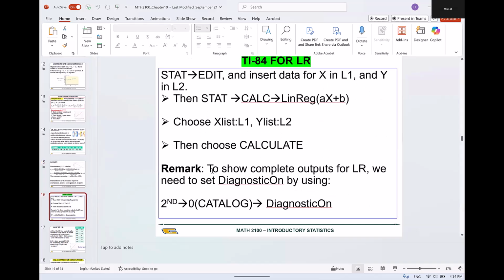And here a remark. If you want to get a complete output for linear regression, you also need to put diagnostics on by using this function. Okay, second, 2nd catalog. We will need that eventually because we're going to look at the correlation coefficient in the next couple of slides. So let us go through this example by using the TI.